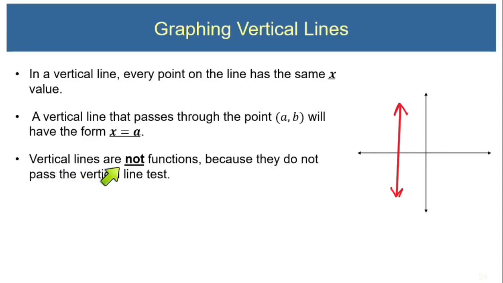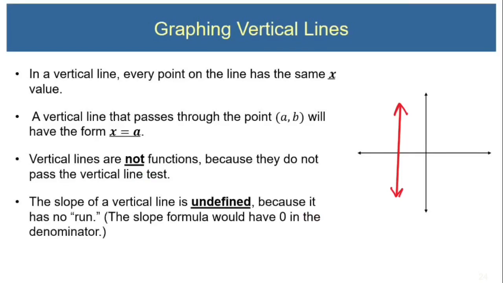Now, vertical lines are not functions because they do not pass the vertical line test, and as we've seen before, the slope of a vertical line is undefined because a vertical line has no run. In other words, the slope formula would give you 0 in the denominator. We've seen all that before.